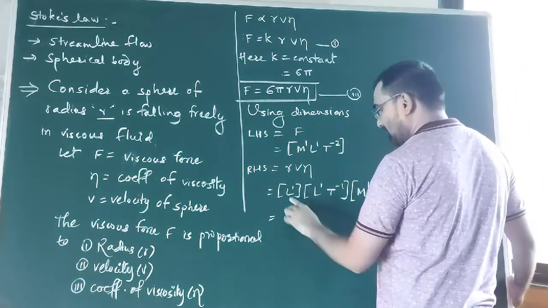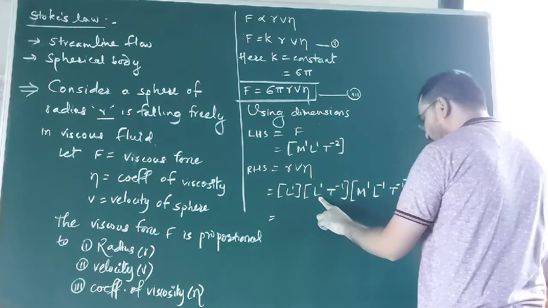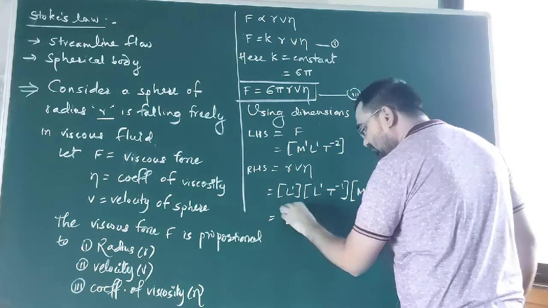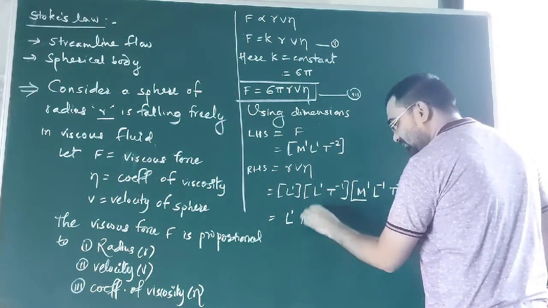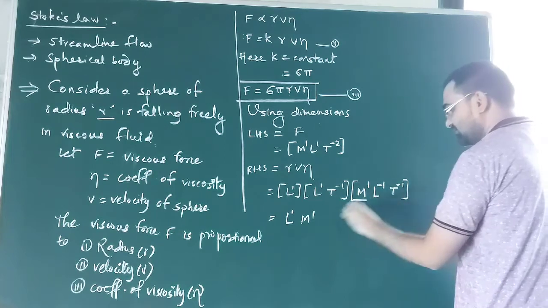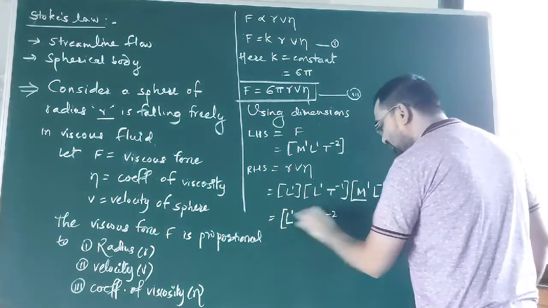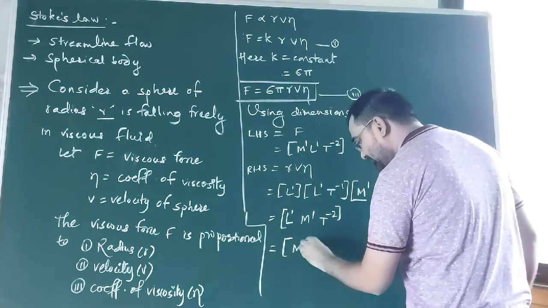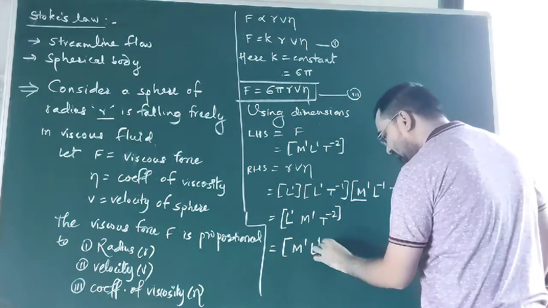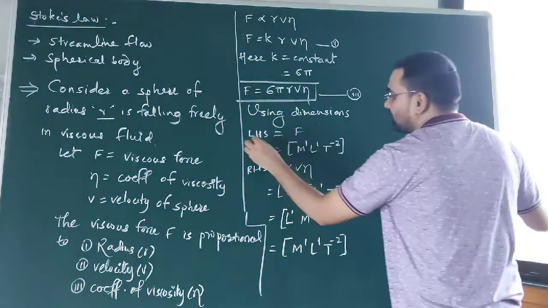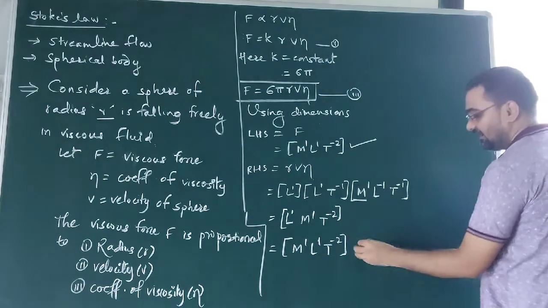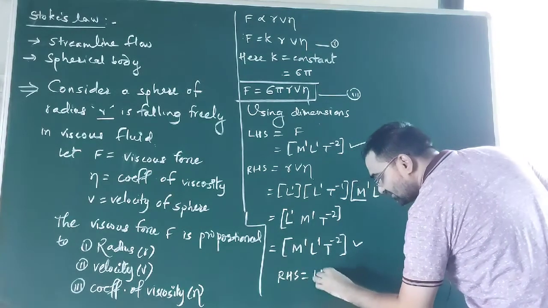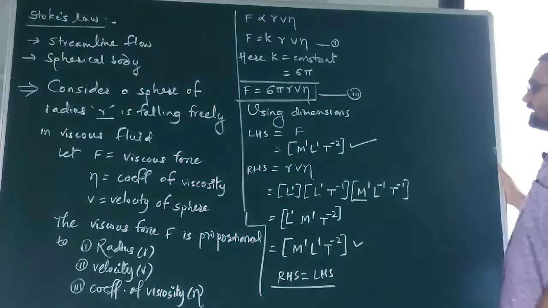So L1 L1 and L minus 1 becomes again L1. M1 is only a single time present there, and T minus 1 T minus 1 becomes T minus 2. So if I write again in a proper manner, I get M1 L1 T minus 2. So check out LHS and RHS, both are same. So RHS is equal to LHS. So this formula is also dimensionally correct.